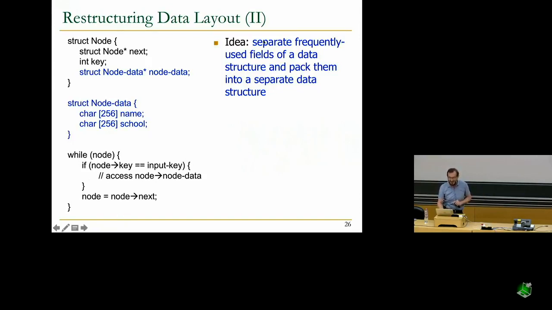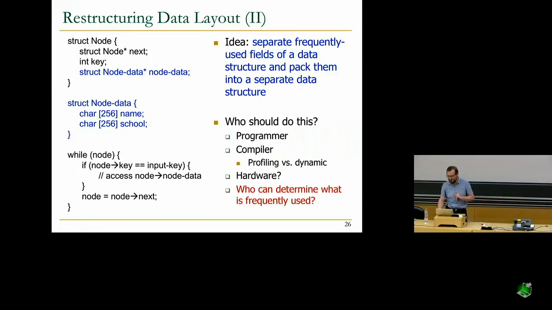So that's the idea. Basically, at a high level, you separate frequently used fields of a data structure and pack them into a separate data structure. And hopefully, they will be packed such that they will be in the same cache block, and you will hit more in the cache. Now, who should do this is a key question, which I'm going to leave you with.